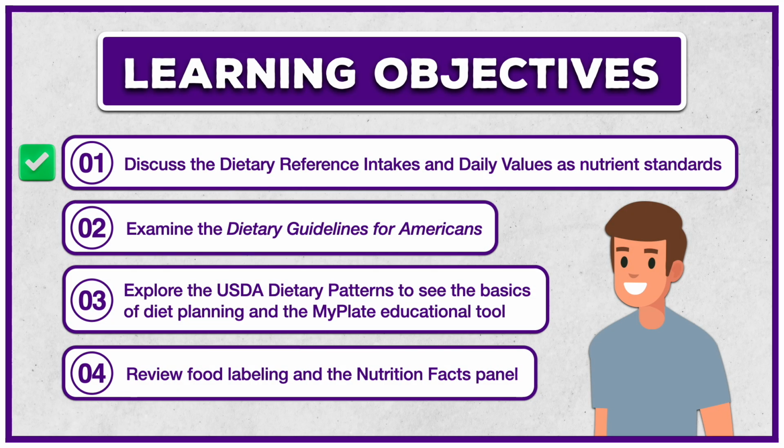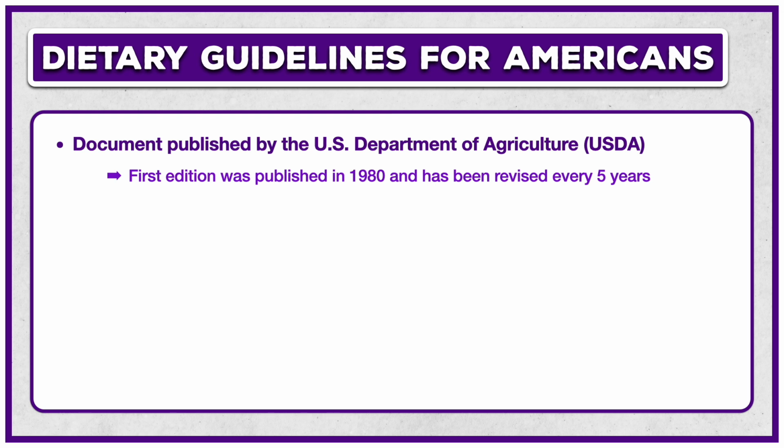Alright, that closes out the first learning objective: discuss the dietary reference intakes and daily values as nutrient standards. Now, we'll examine the Dietary Guidelines for Americans. The Dietary Guidelines for Americans is a document published by the United States Department of Agriculture, or USDA.